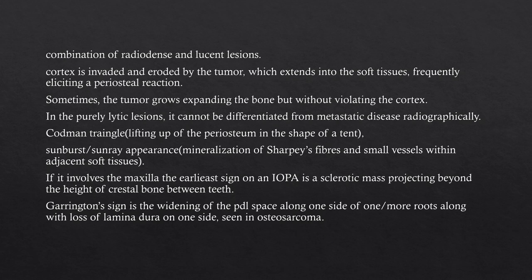Garrington sign is the widening of the periodontal ligament space along one side of one or more roots, along with the loss of lamina dura, which is seen in osteosarcoma.